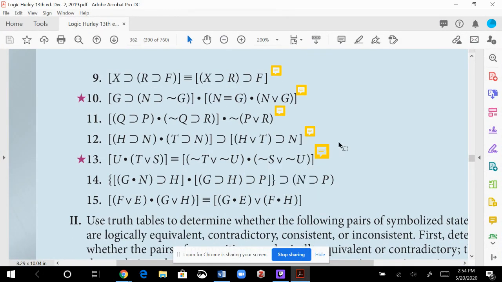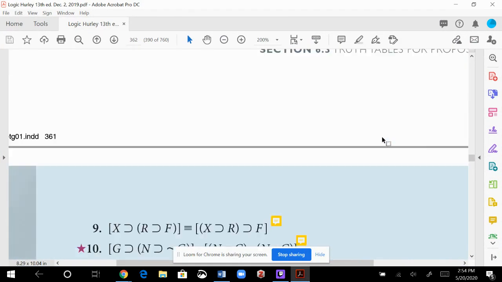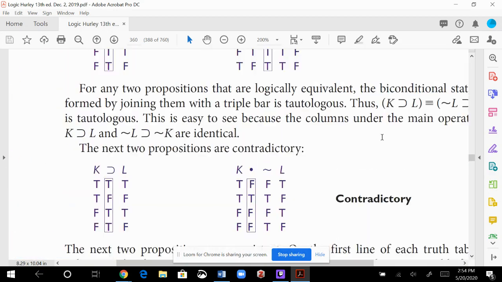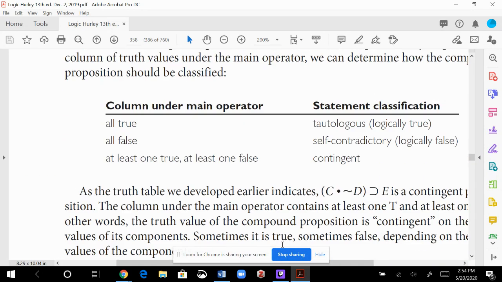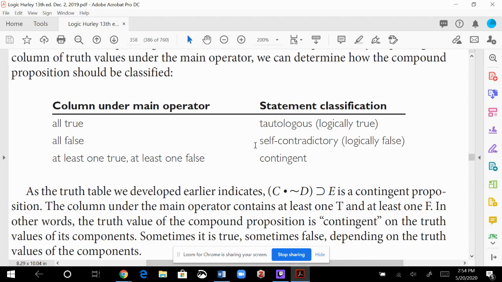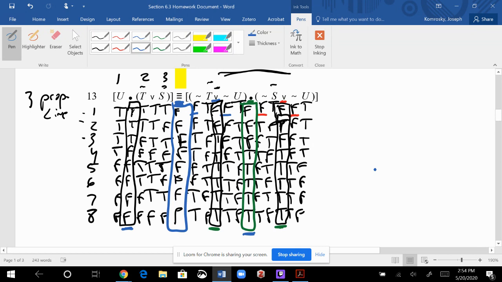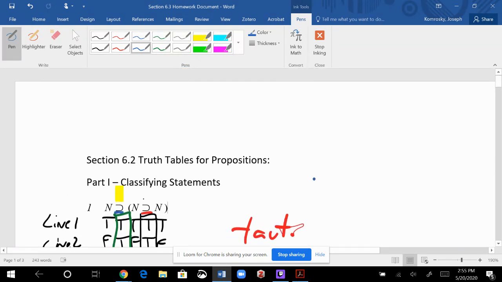If they're all false, it's self-contradictory for number 13, right? The hard part is doing all the work. And once you do all the work and you see that they're all false, all those values of the main operator, and once again, what was that main operator? It was a triple bar, the last thing we did. We know it's self-contradictory. So we can simply come back and say, rest assured, this whole thing is self-contradictory.